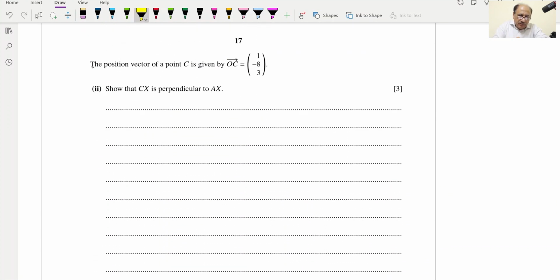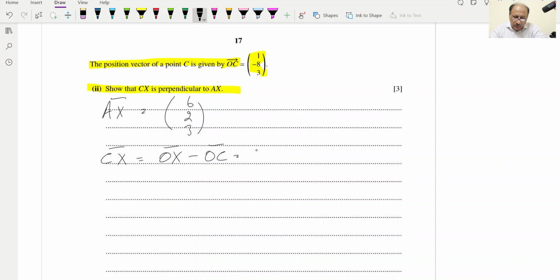The second part says the position vector of point C is given by OC. Show that CX is perpendicular to AX. AX we already have. The AX vector we already found as 6, 2, 3, and CX we can find. The CX vector will be equal to OX minus OC, and OX is what?